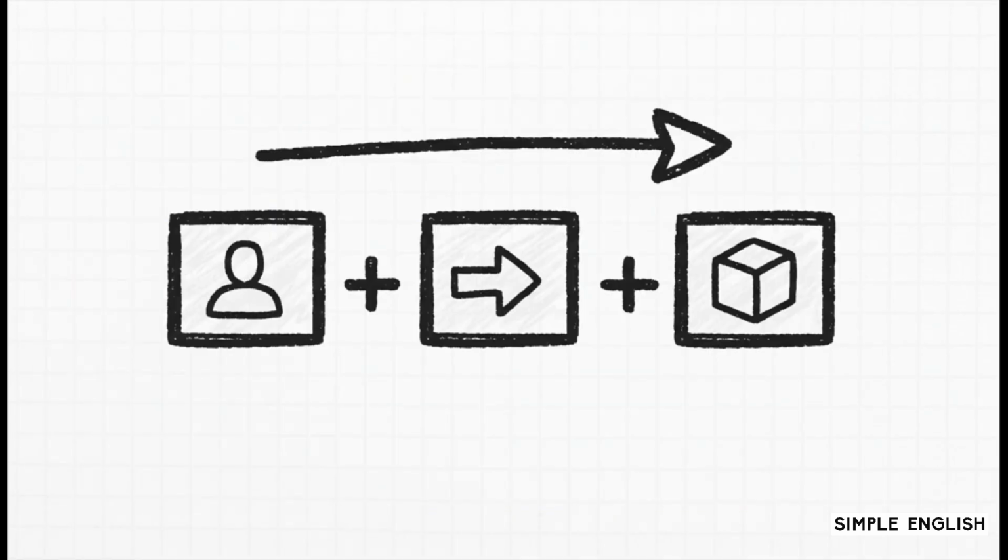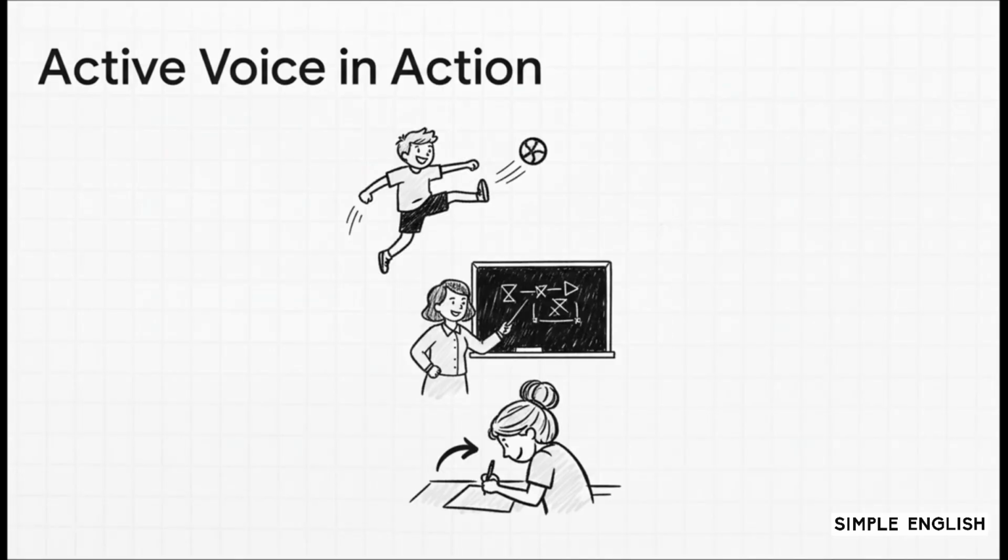And the structure for this is so simple and clean. You've got your subject, then the verb, then the object. So the person or thing doing something, what they're doing, and what they're doing it to. It's a straight line, super logical, which is why our brains love it. Let's see it in action.